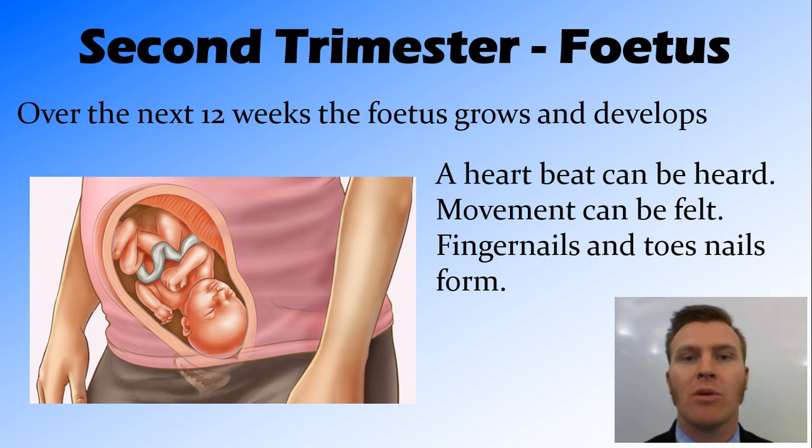By the second trimester, we now refer to that embryo as a fetus. And this second trimester goes for another 12 weeks. During this time, the heartbeat can be heard using different instruments, and the mother will start to feel movement. This will happen at about 16 weeks into the pregnancy. And we start to get small features forming on the fetus, such as fingernails and toenails, as well as hair growing.